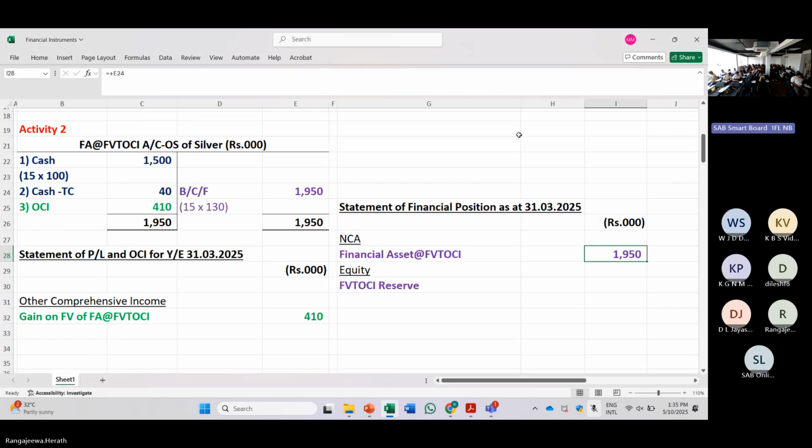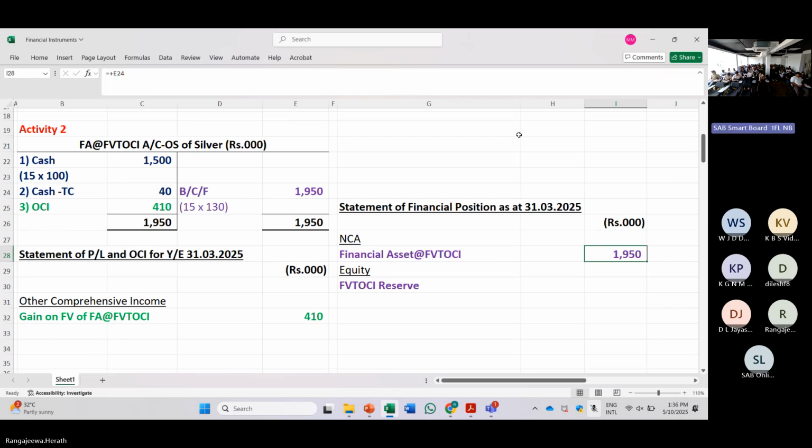Now, when the financial asset is classified as fair value through OCI, that means it's not held for trading. So it should be a non-current asset, right? It is a long-run investment, so that investment should be non-current. Financial asset at fair value through OCI should be classified as a non-current asset, right?